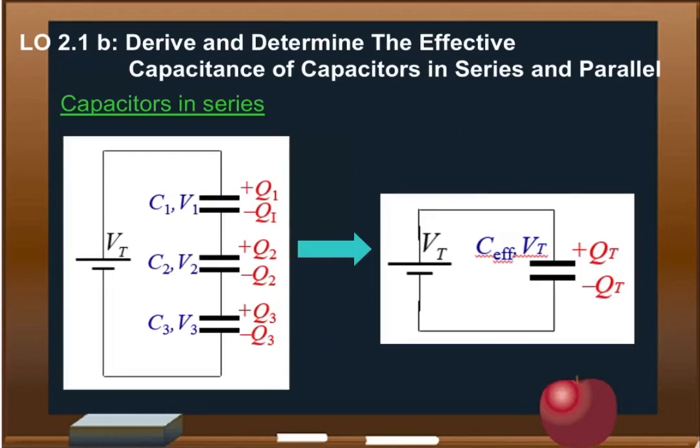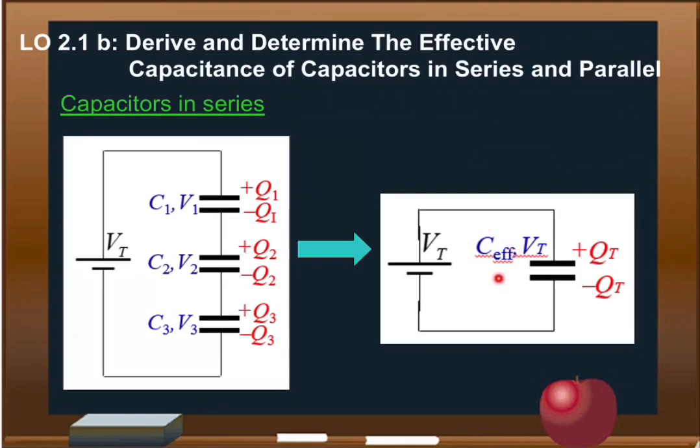Okay, now we are going to look at effective capacitance of capacitors which are connected in series and parallel. We are going to look at capacitors in series first. So the figure shows three capacitors which are connected in series to a battery of voltage V. So based on this diagram, the combination of these three capacitors that are connected in series is actually equivalent to this circuit here. The new capacitance is the combination of the three capacitors, and we call it the effective capacitance or equivalent capacitance, C_eff.